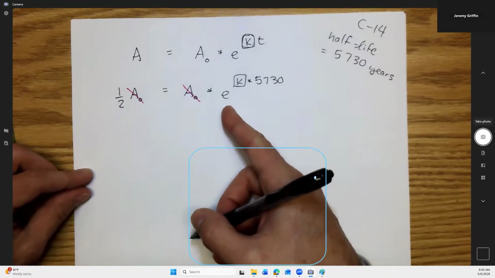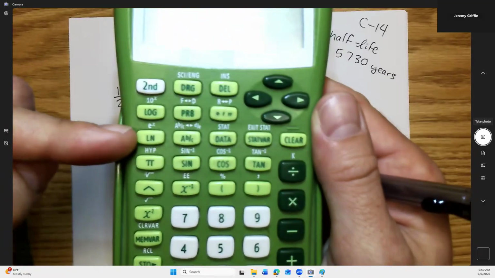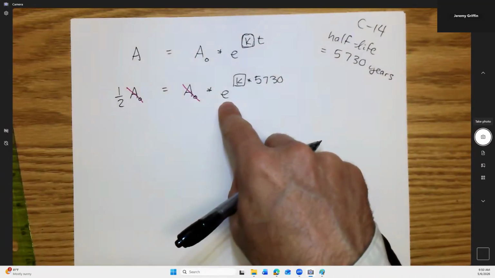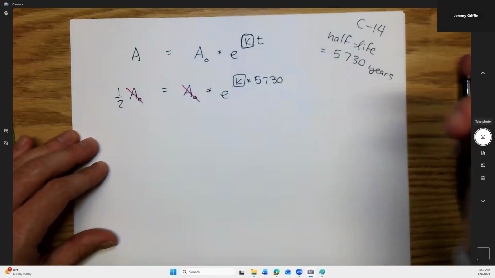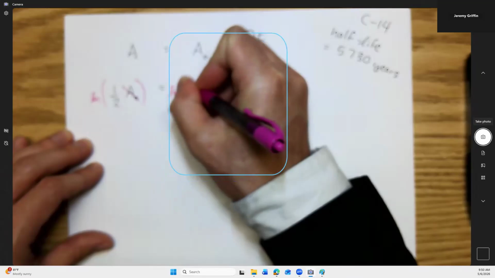How do you undo e to the power of? Log. Natural log. You guys remember this natural log key right here? In fact, that's specifically for the base e, which is exactly what we have. So guys, let's take the natural log of both sides. I'll say natural log of the left side equals natural log of the right side.